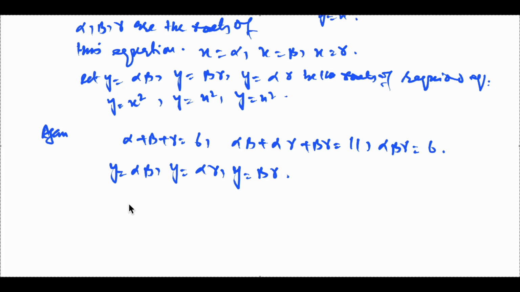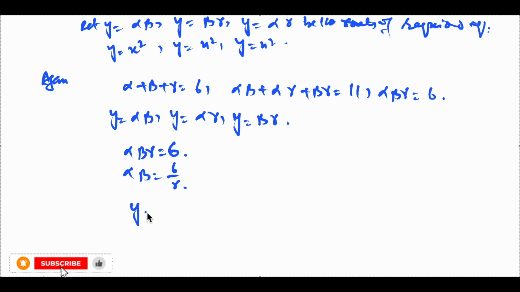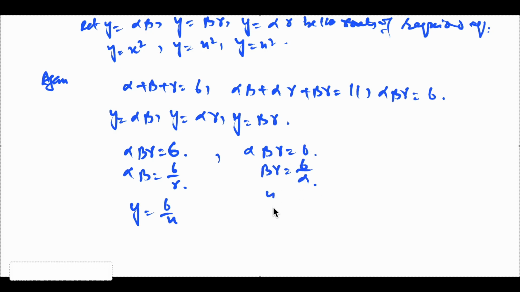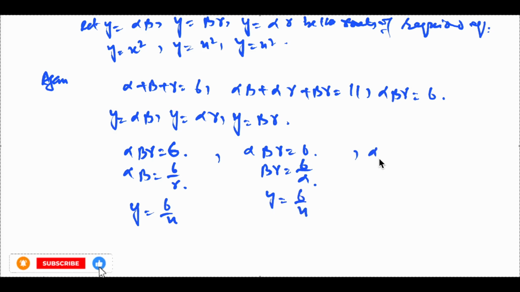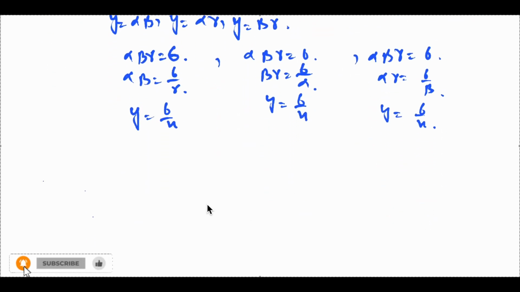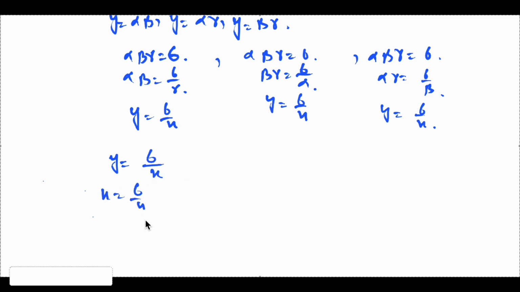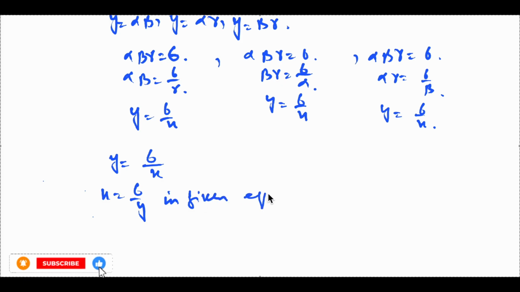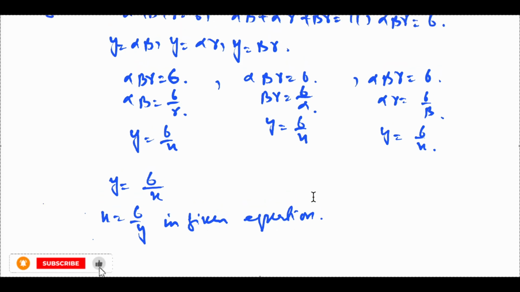Now I am taking alpha beta gamma is 6. So can I say alpha beta is 6 upon gamma? So alpha beta is y is equal to 6 upon x for this one. Again, alpha beta gamma is 6, so beta gamma is 6 upon alpha, so y is equal to 6 upon x. Again, alpha gamma is 6 upon beta, so y is equal to 6 upon x. This is a special substitution. So I will substitute y is equal to 6 upon x, or x is equal to 6 upon y, in the given equation.